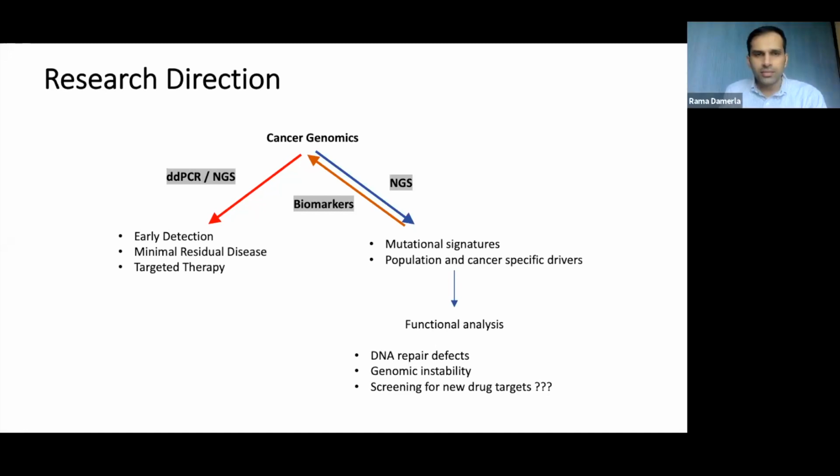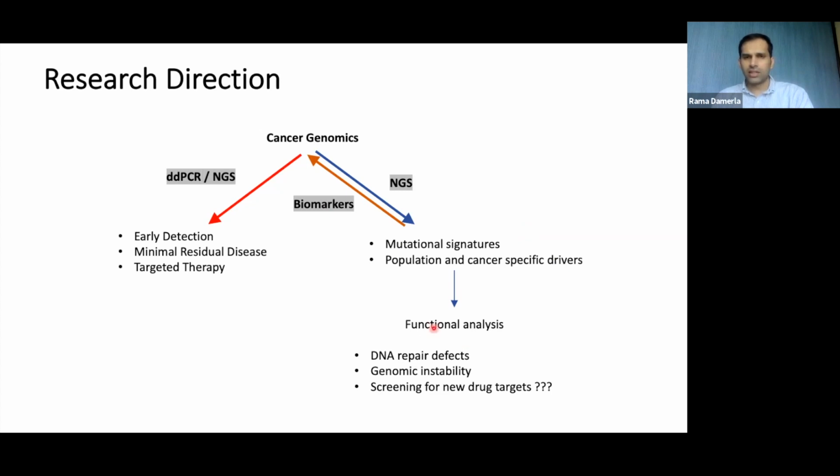Okay, welcome back to the last part of my talk. So I'm showing this slide again about my research. We have two arms of our research. One is identifying the genetic basis of cancers that we study. So these could be mutational signatures, population and cancer-specific driver mutations that we discussed in my previous part.